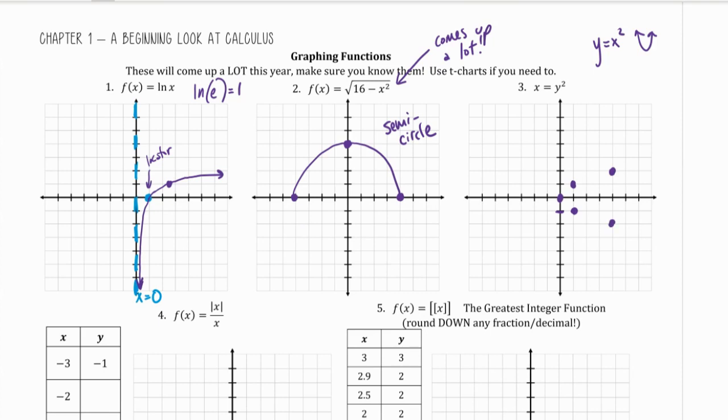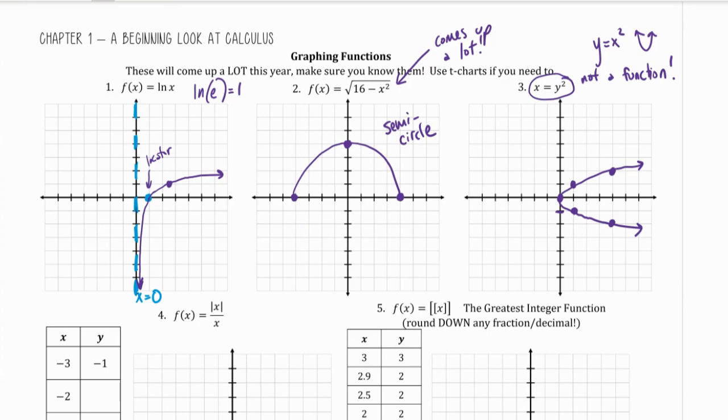So it's kind of backwards. If you need to, make a t-chart. But basically, x equals y squared is very similar to y equals x squared, but it kind of faces sideways. So if you think about it, it reflects over the line y equals x. So it's kind of like the inverse of y equals x squared. It is the inverse, but it's not a function, you'll notice. So x equals y squared is not a function. So I just want to point that out.